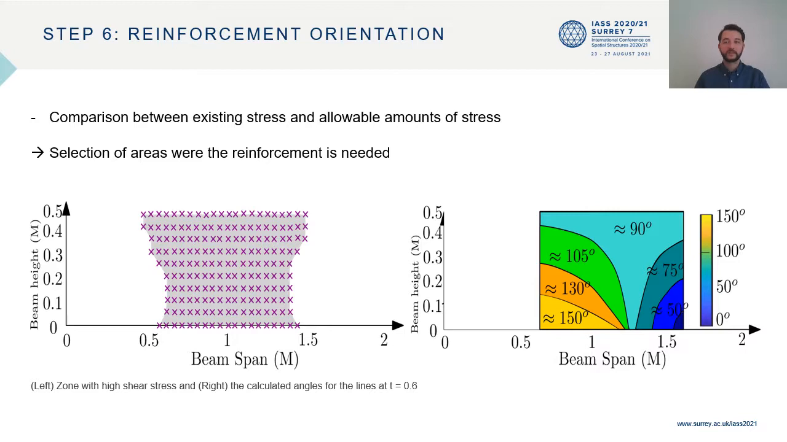In continuing the process, we are now able to orient the reinforcement. The amount of existing stress and the allowable amounts regarding the material properties are compared to select the areas demanding the reinforcement in each time step. The left diagram displays the zone in which the absolute amount of shear is higher than the resistance of the concrete at T 0.4. The right diagram shows the angle of the trajectory lines for the same time in which the stirrups, rebars, should be located. These calculations are operated in nested loops by logical commands.